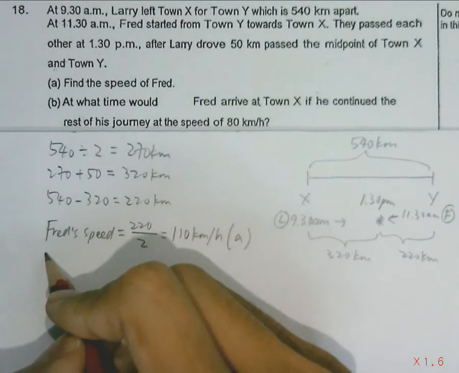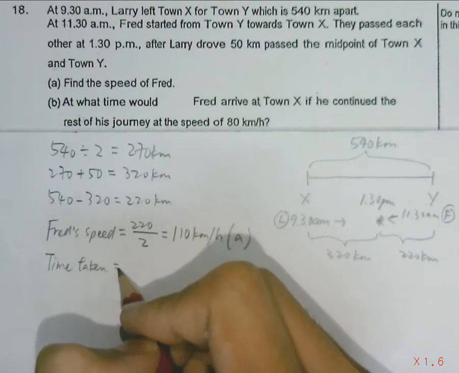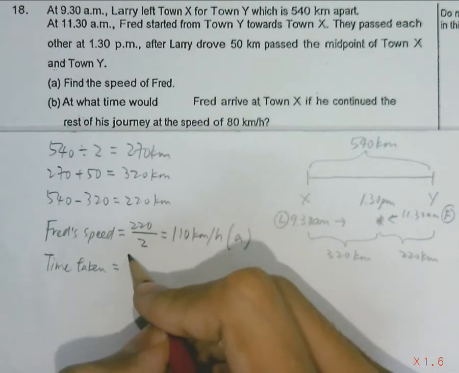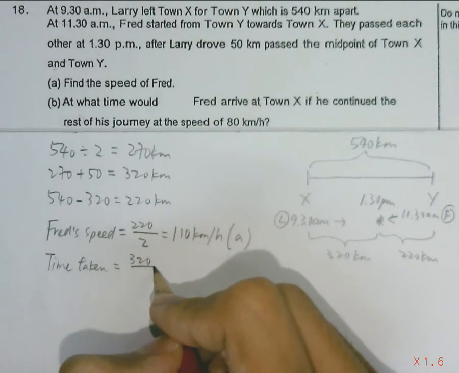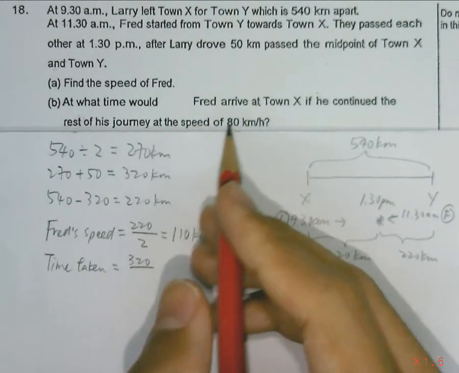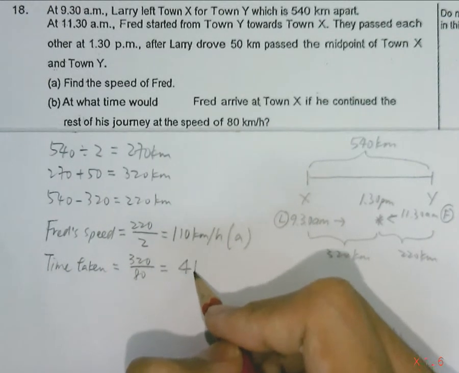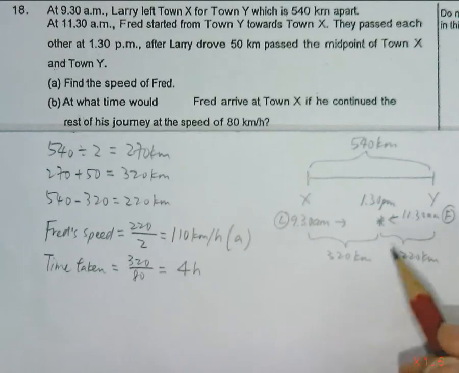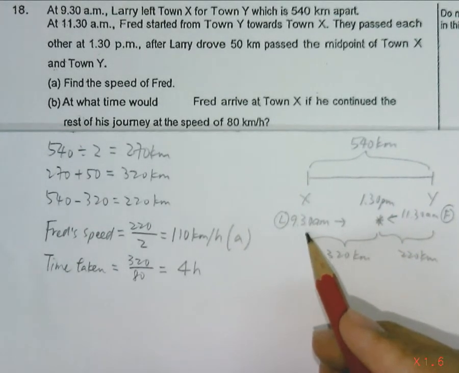So the time taken to cover the rest of his journey will be the total distance of 320 km divided by his speed of 80 kilometers per hour. That will give us the time taken of 4 hours. So Fred took another 4 hours from this point all the way up to town X.